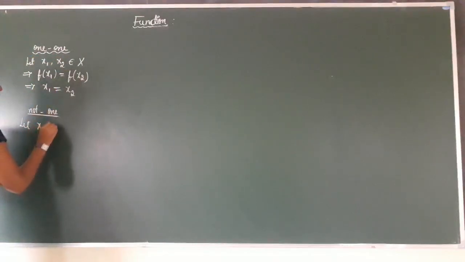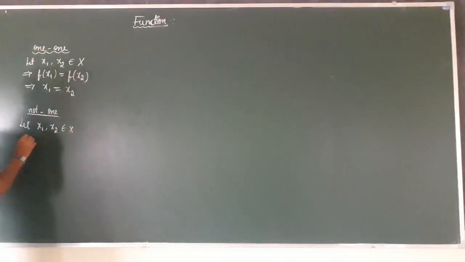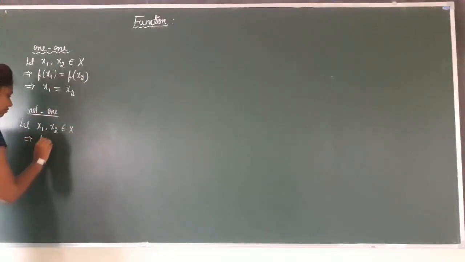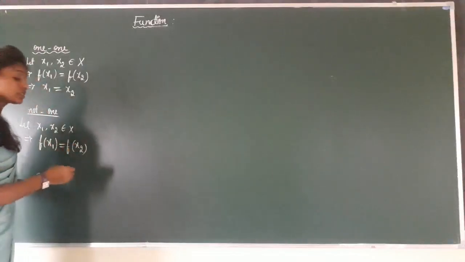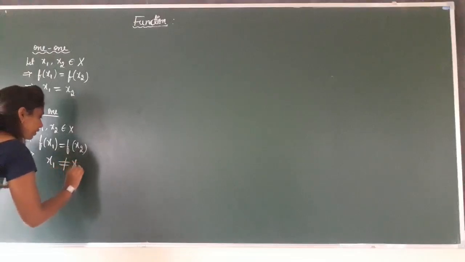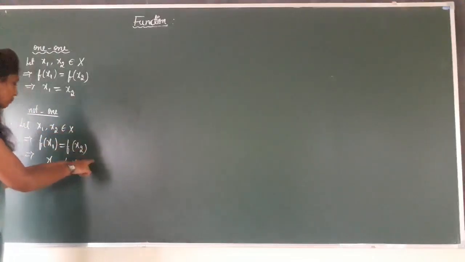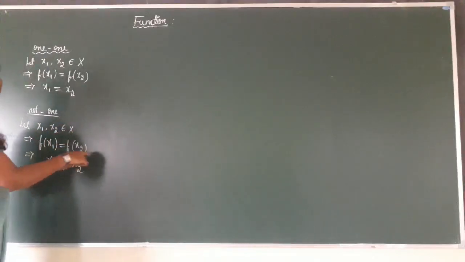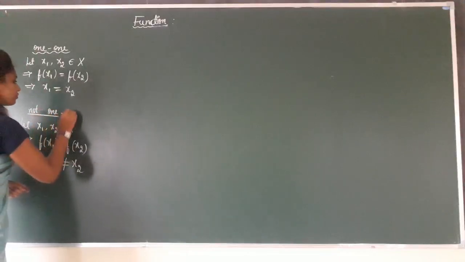For not one-one, let x1, x2 belong to the set X. This implies f of x1 is equal to f of x2, but x1 is not equal to x2. If f of x1 is equal to f of x2, but x1 is not equal to x2, then it is not one-one.